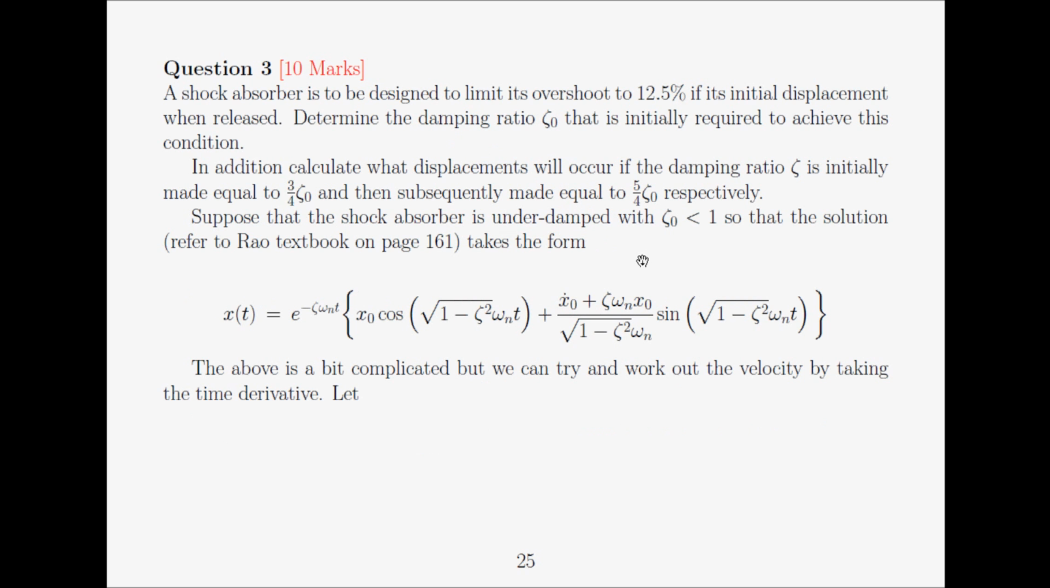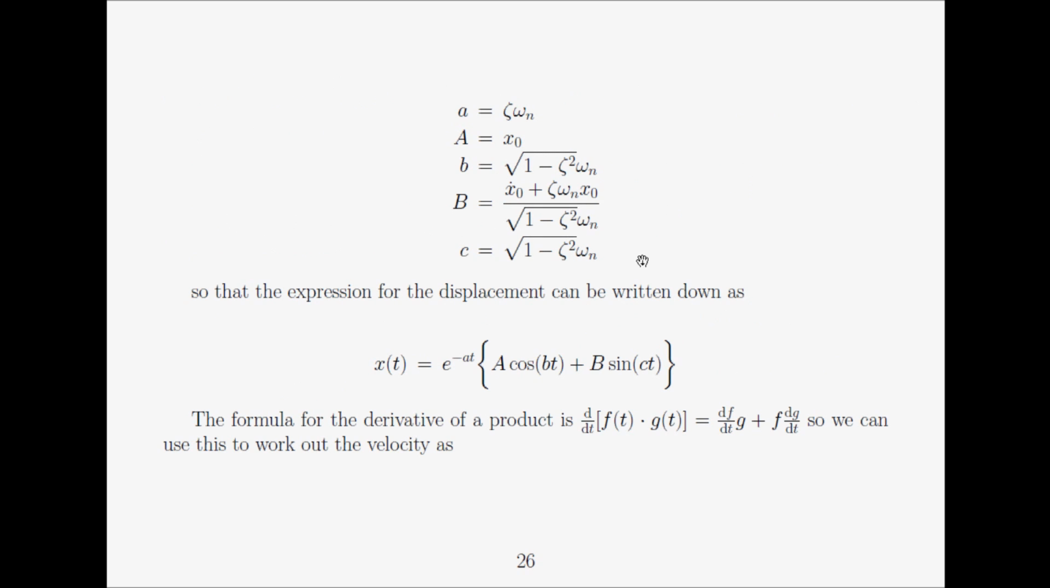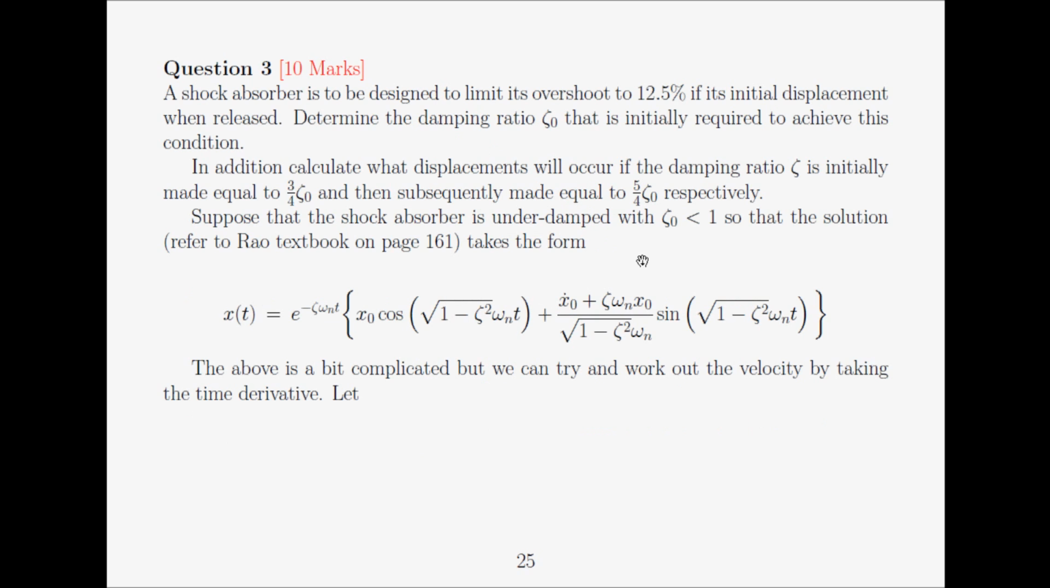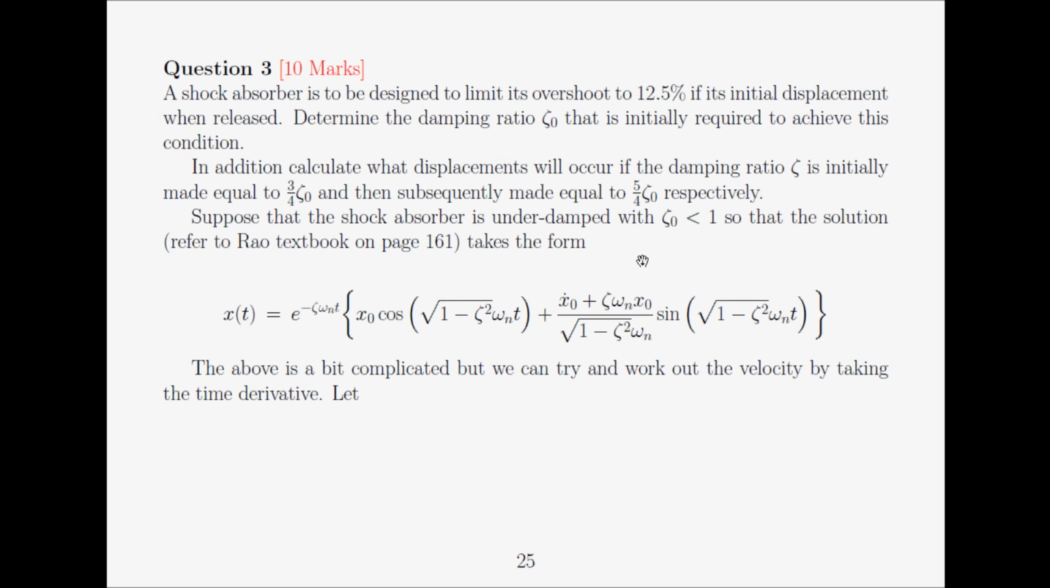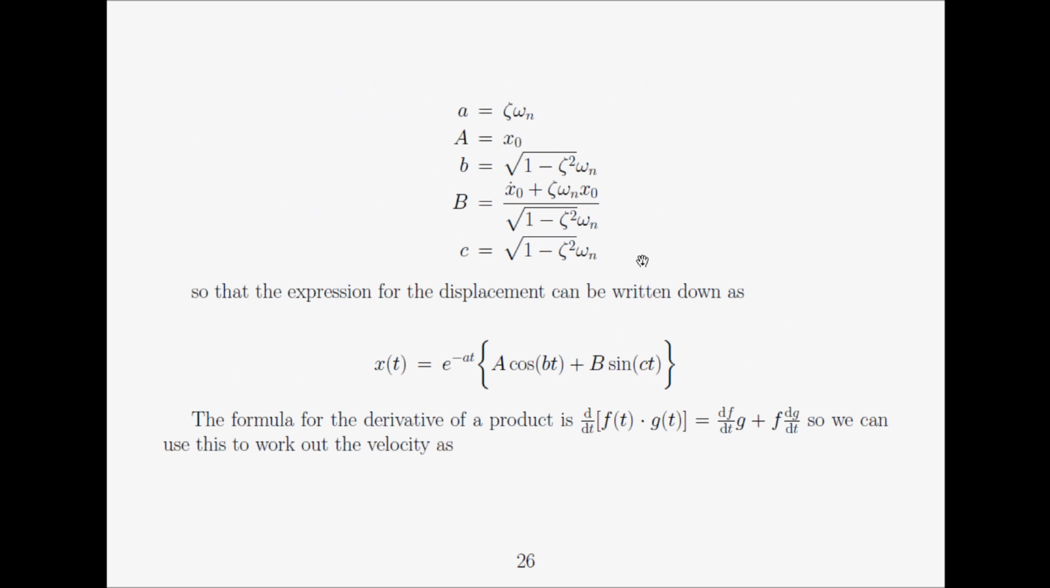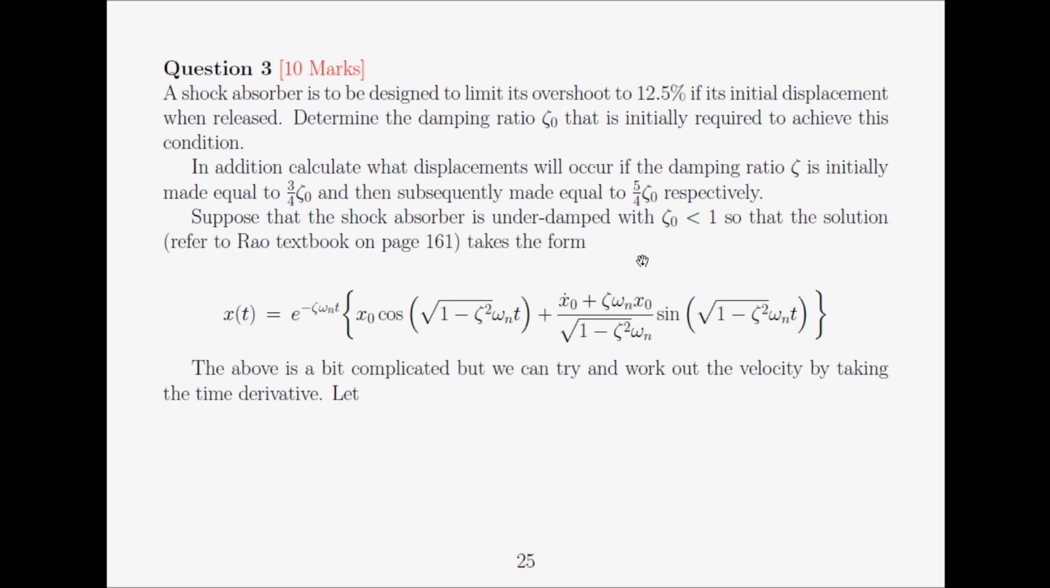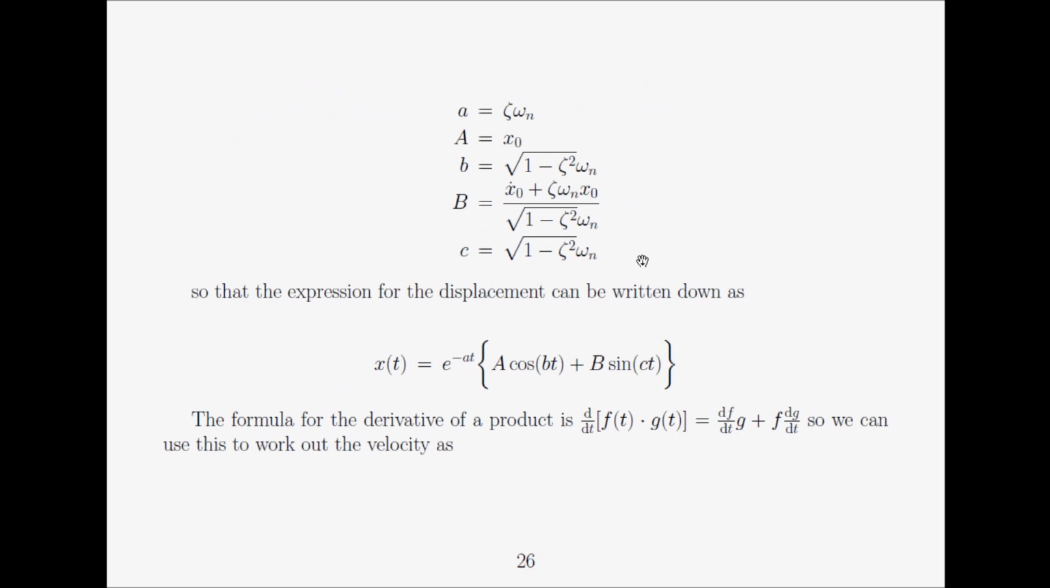We'd like to use this equation to work out the velocity, making a few substitutions. Just to make our life a little bit easier, we can write this big complicated equation as the same equation over there, where the various terms, for example, zeta omega n, that's just a constant, so we just call it little a. The other constant we'll call capital A. The term inside the cosine, square root of 1 minus zeta squared times omega n, again, it's a constant.